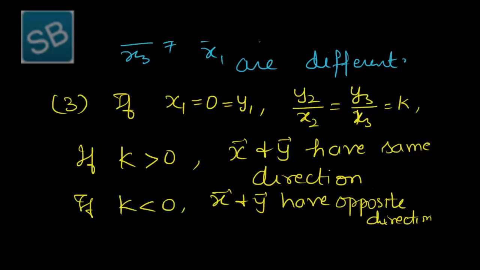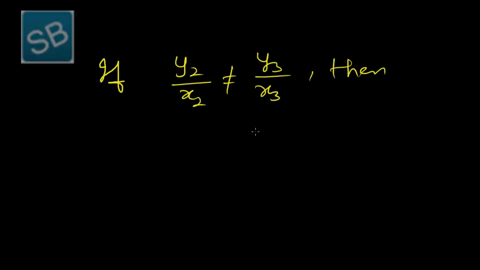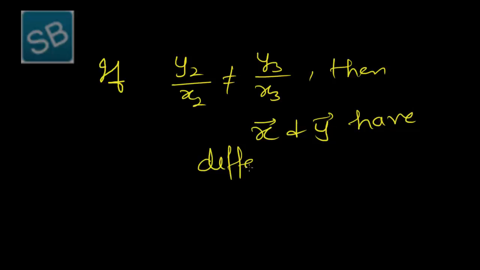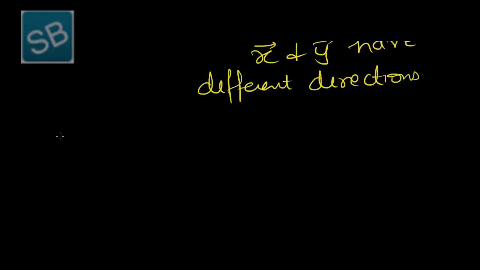And in this case, if the ratio of the last two components is not equal, as x1 and y1 are 0, then according to the second rule, x and y have different direction. For example, we will do some questions to understand this. But before this, we will learn condition number 4.